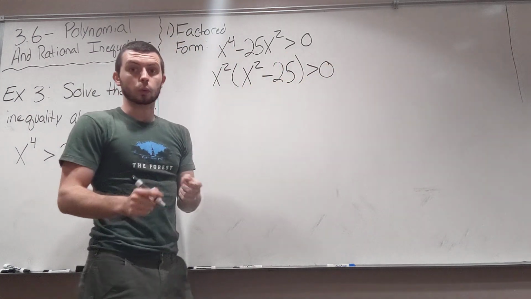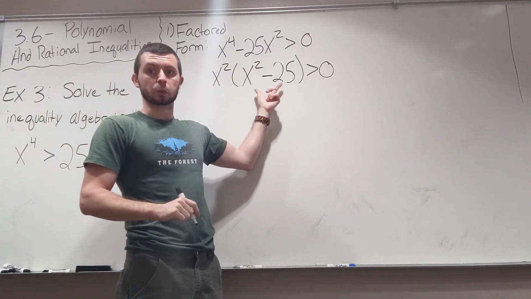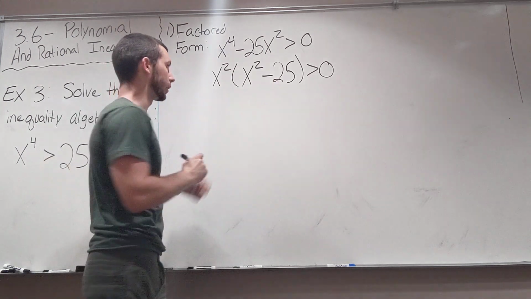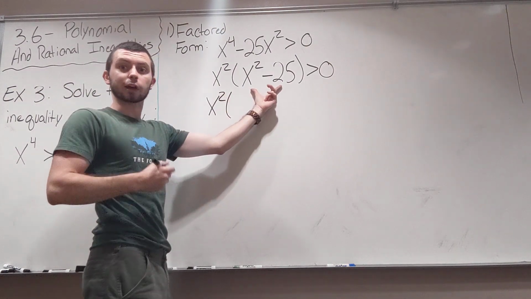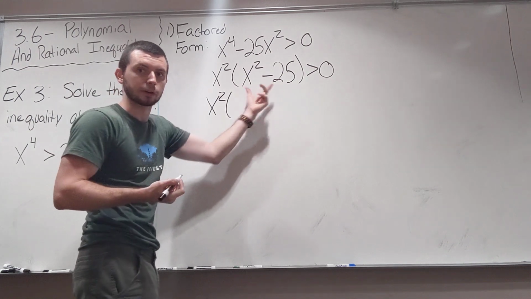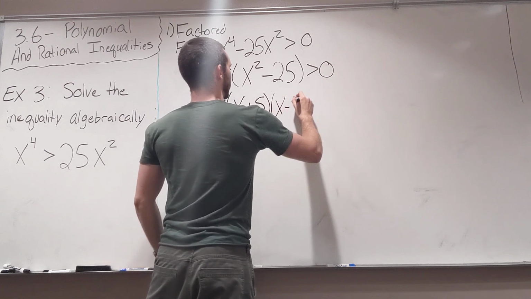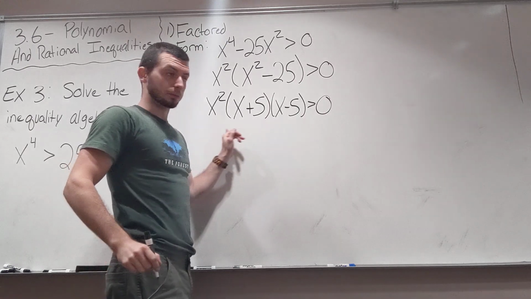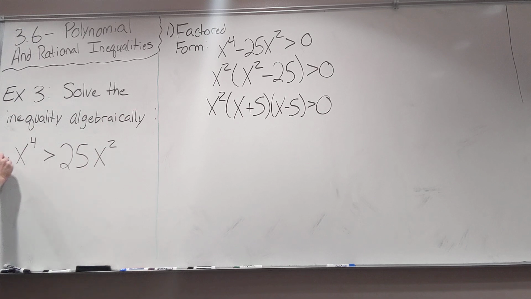And so from here, we're not done. This can factor more. X squared minus 25, you should be familiar with this. This is a difference of two squares. So this is x plus 5, x minus 5. It's a difference of two squares, x plus 5 and x minus 5. And this would be the fully factored form right here. This is everything fully factored. So I'll go ahead and write that over here because that's what we want to look at from now on.